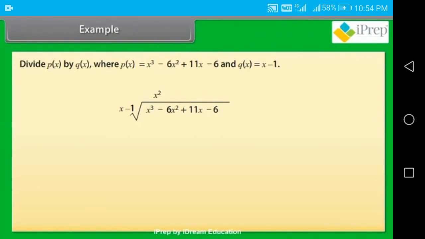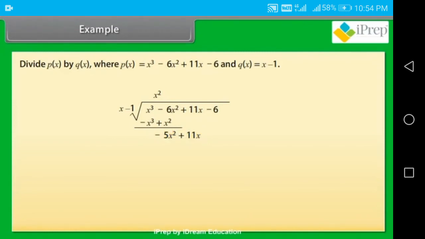In this case, you multiply x squared by x minus 1 to get x cubed minus x squared, which you then subtract from the polynomial under the division bar. By subtracting, you get rid of the term with the largest exponent to reduce the size of the polynomial, which is a remainder. Now we have a new polynomial for which we repeat the second step.